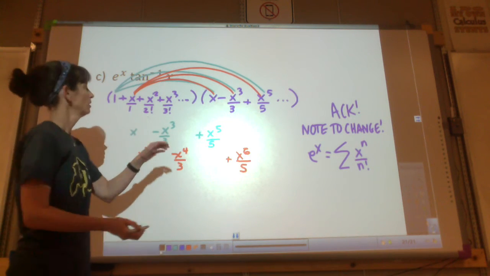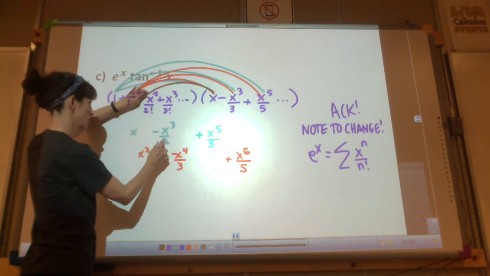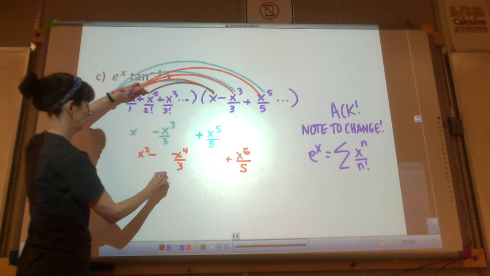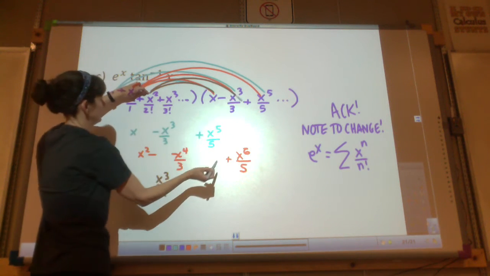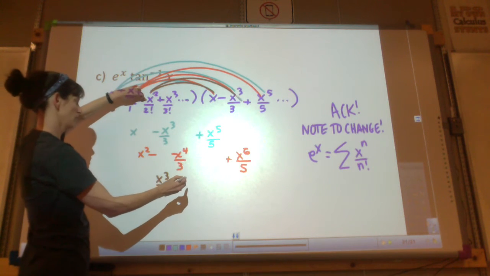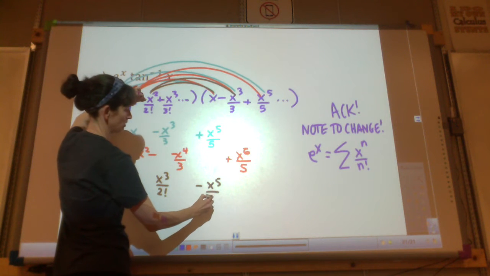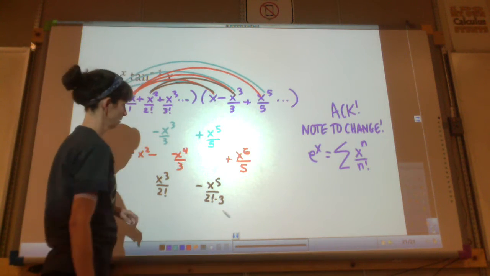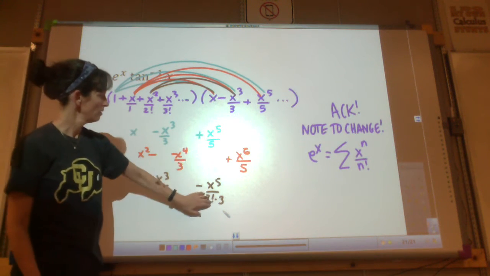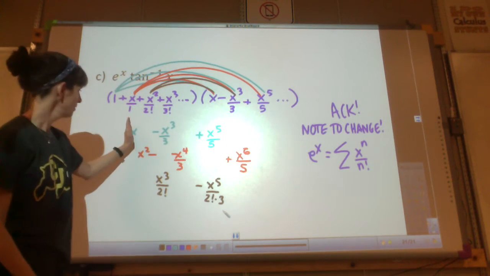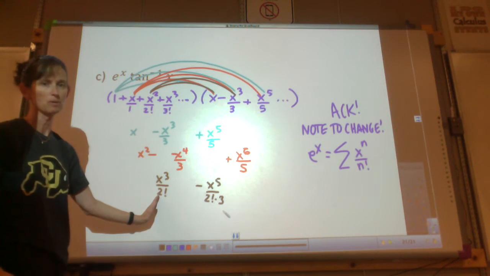what terms matter. So my x squared next times x gives me x to the 3rd, so that's going to line up with this one. And then it gives me minus x to the 5th over 2 factorial times 3. Look, we're not going to need that, are we? We're not going to need this. We're not going to need this, we're not going to need that. This is going to be term number 1. This is going to be term number 2. The sum of these will be term number 3.